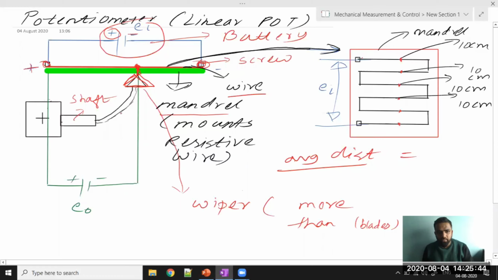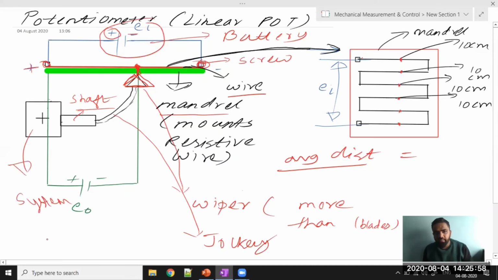And the wiper, you can see this is the wiper. This is more of a kind of jockey also. Okay. Now you can see here, this is my shaft, and the shaft is connected to something which is a system. This is my system, and this system's displacement I want to measure. Suppose this system is moving only in the X direction. This is moving to and fro in this direction.